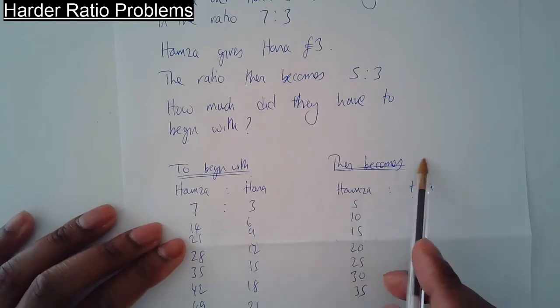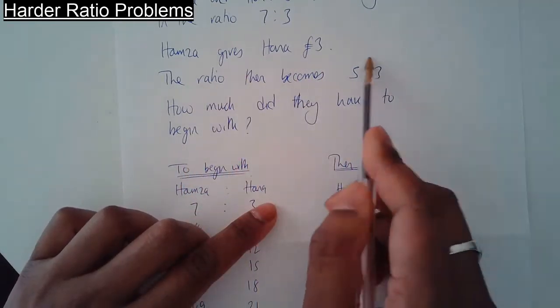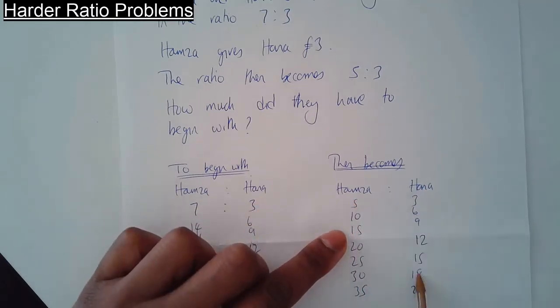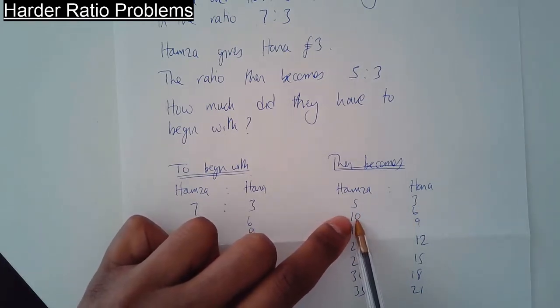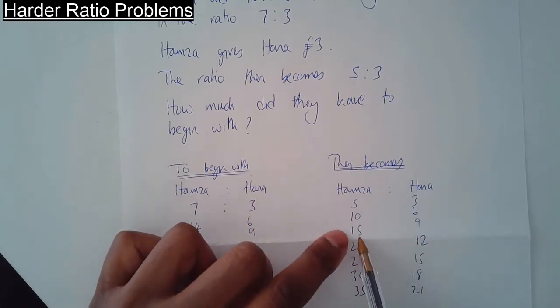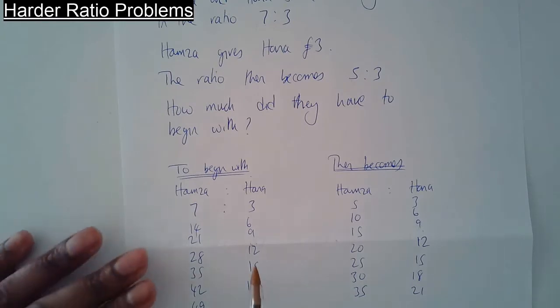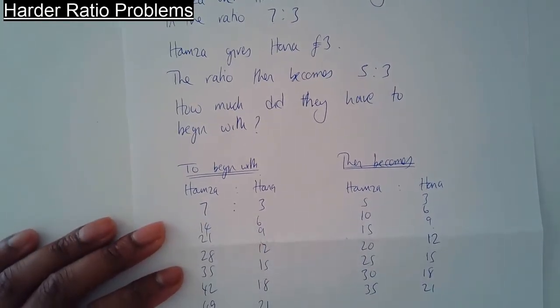What we have here, the ratio then becomes 5:3. So I've put that 5 and 3 over here. I've written the multiples of 5 and multiples of 3. So it could be that afterwards, Hamza's got £10, Hannah's got £6. Or it could be that Hamza's got £15, Hannah's got £9, and so on. But we need to find out where our starting point is. So which equivalent ratio is our starting point?